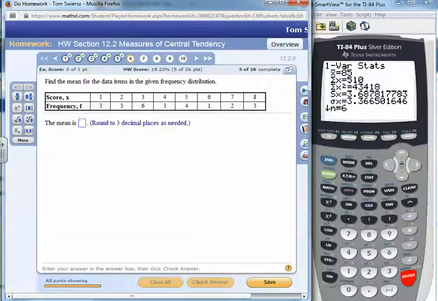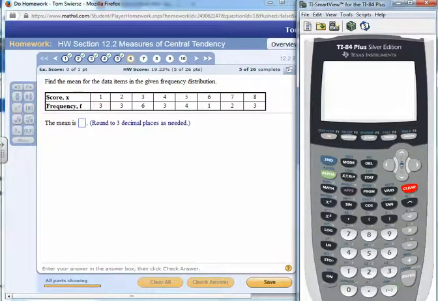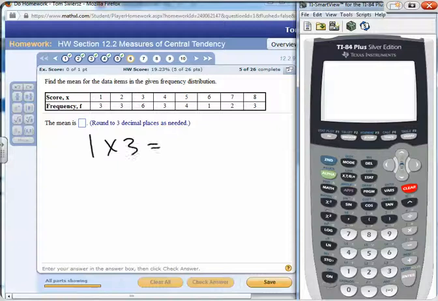This is where you're going to save time with the calculator, because if you have to do it by pencil and paper, you have each score and you have to multiply by its frequency, because you have a score of 1 three times. So you either have to do 1 times 3 is 3. Then you have a 2 three times. So 2 times 3 is 6. You have to go all the way across and then divide by the number of scores, which would be adding up your frequencies.